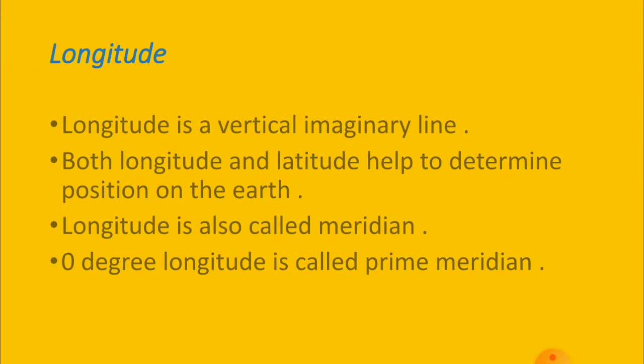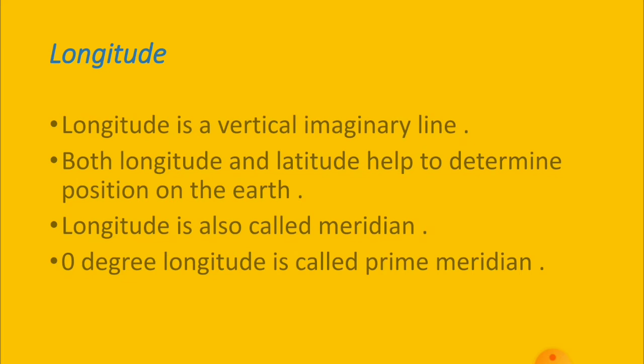You know that longitude is a vertical imaginary line. Vertical means, I already told you, up to down. Vertical imaginary line. And what is the work of longitude? Longitude and latitude represent position on Earth. Okay, it indicates any position on the Earth. So another thing is longitude represents time.